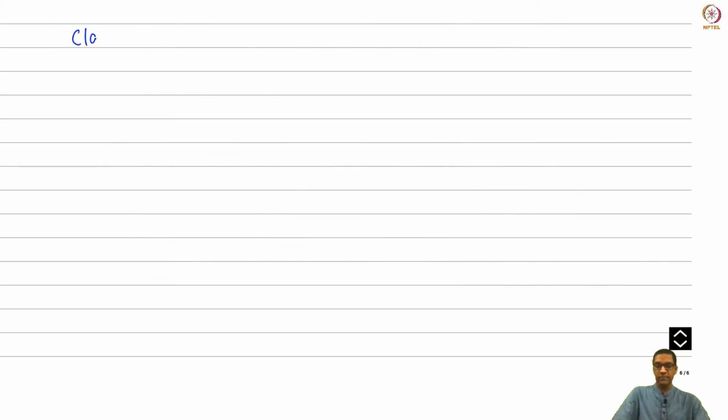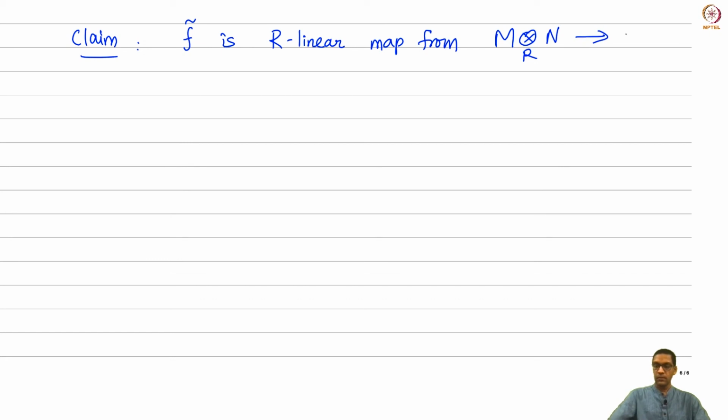Okay, so claim: f tilde is not just Z linear, it's actually an R linear map between these two R modules. Okay, it's an R linear map from M tensor N to K. Okay, so let's prove this. Now how do you check R linearity? Let's just check it on the generators.